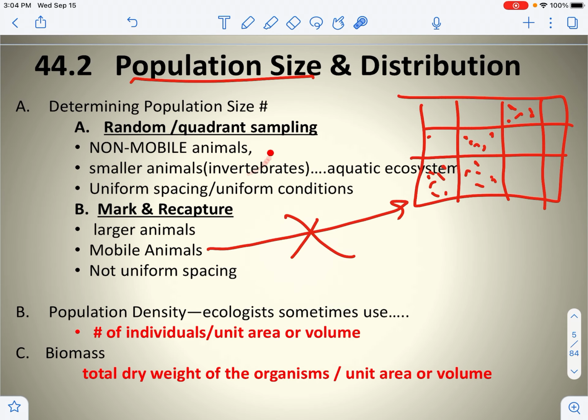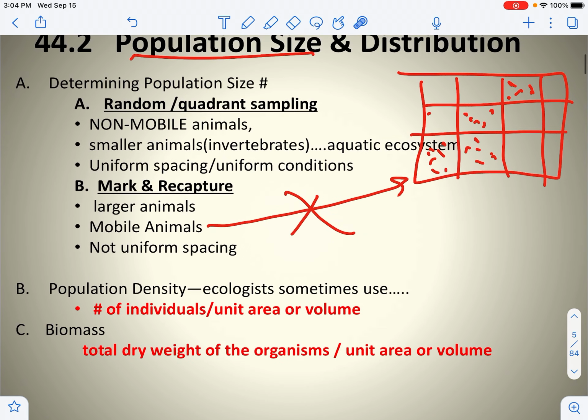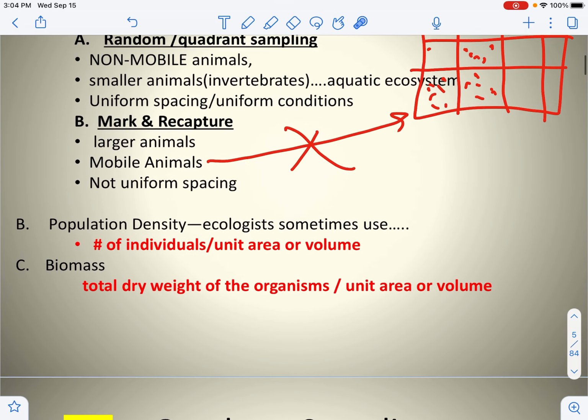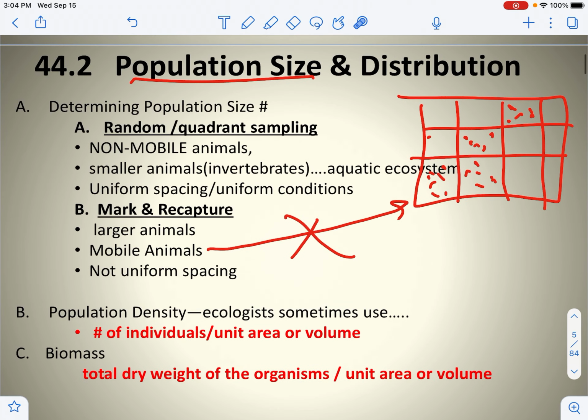This quadrant method would be if I was doing plants or dandelions or whatever. And I gave you several examples in the summer packet on how to do a mark and recapture and how to do a quadrant sampling. So I'm going to assume most people are getting these right, so I'm not going to go over it unless you need help. But you should be able to do one of each. So that's how you estimate the population size.